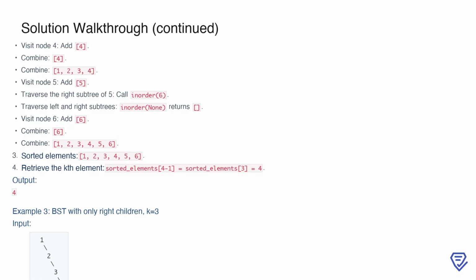Returning to node 5, we now visit it and add its value, combining with the left subtree result to get 1, 2, 3, 4, 5. Finally, we traverse the right subtree of node 5, which leads to node 6. At node 6, both its left and right subtrees are none, so we visit it and add its value, resulting in 6. Combining all these results gives the sorted elements as 1, 2, 3, 4, 5, 6. To find the fourth smallest element, we access the element at index k-1, which is 3. This gives the result 4.